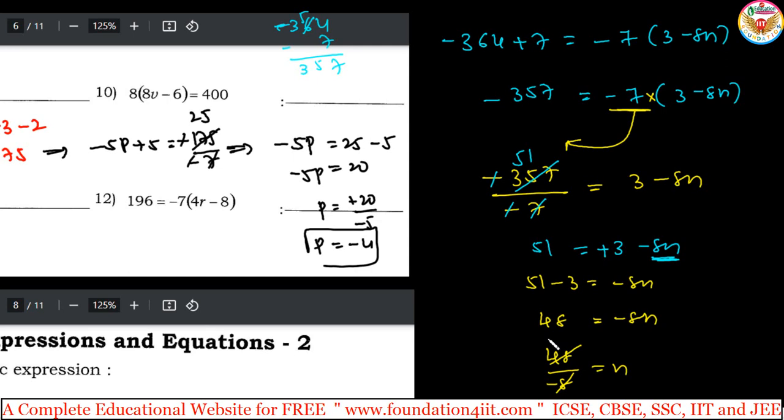Finally, 48 divided by 8 is 6. So that means n is equal to minus 6. Okay, this is the process. You need to apply the same logic for the remaining problems, right?